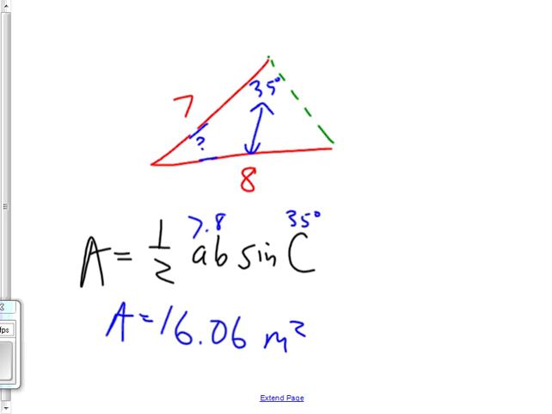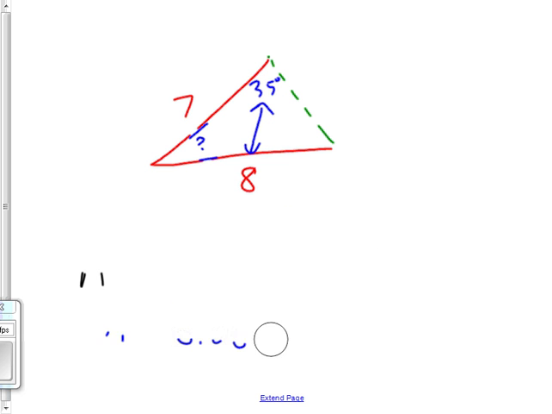Would you please use law of sines to figure out this new question mark? Because it won't be what it was last time. Figure out the angle and then figure out the area of this triangle.